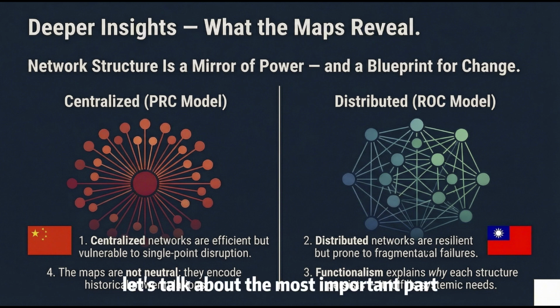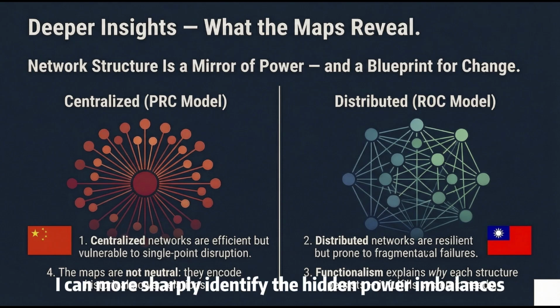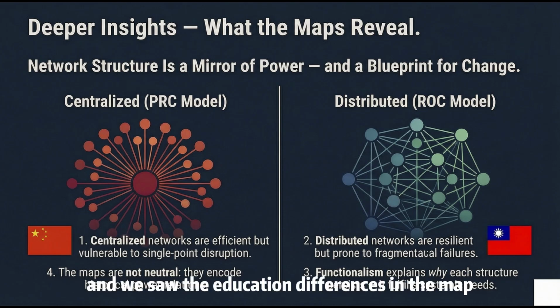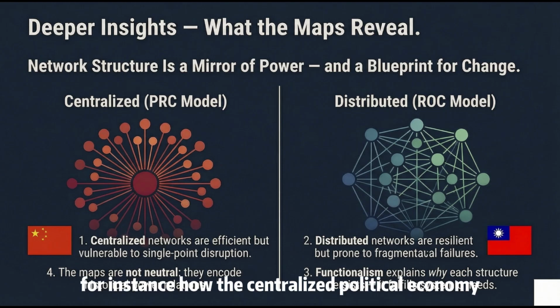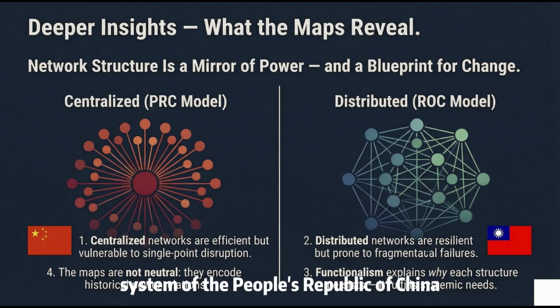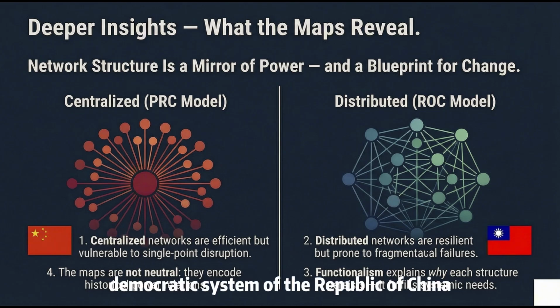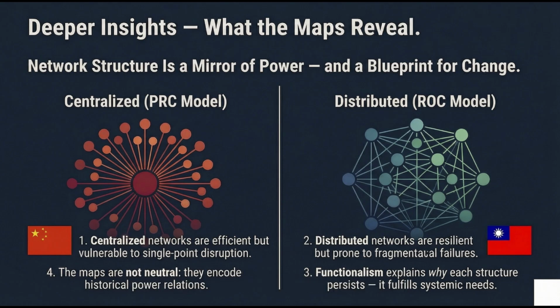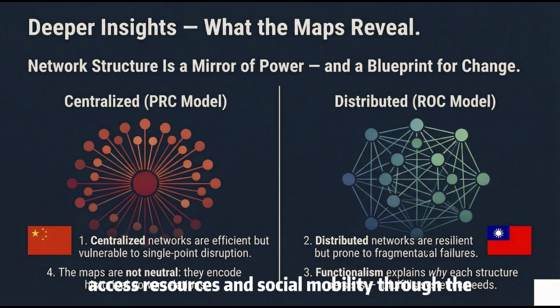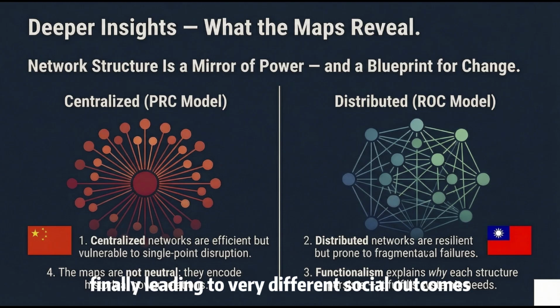Let's talk about the most important part. From the perspective of conflict theory, I can more sharply identify the hidden power imbalances and resource allocation differences in the map. For instance, how the centralized political economy system of the People's Republic of China and the liberal democratic system of the Republic of China profoundly influence people's patterns of social connection, access to resources, and social mobility through their different power structures, finally leading to very different social outcomes.